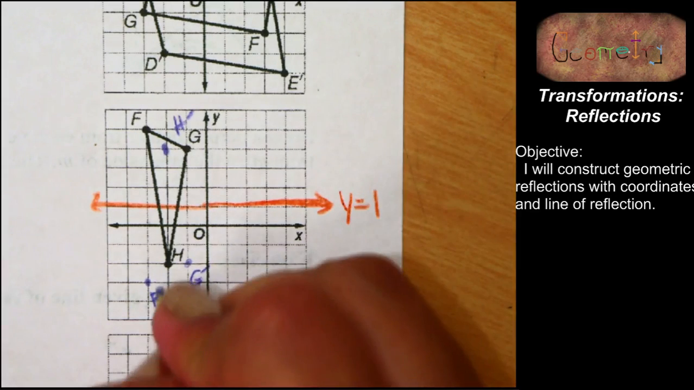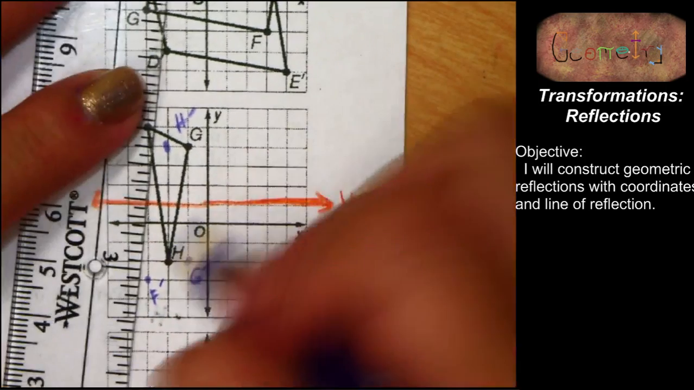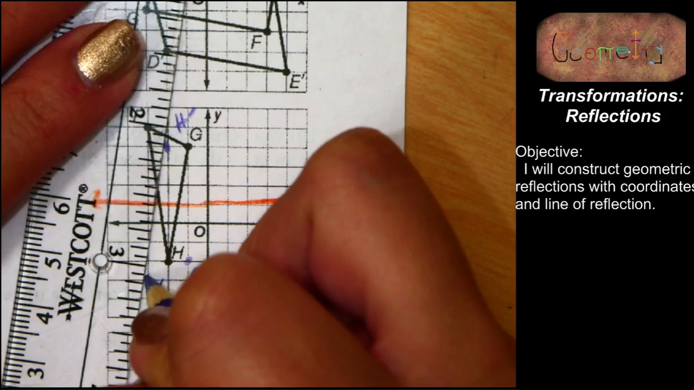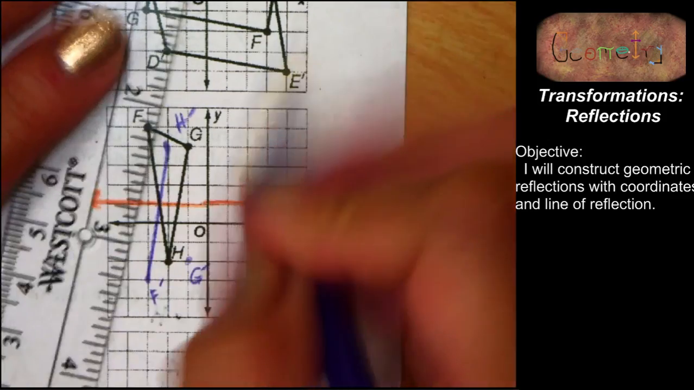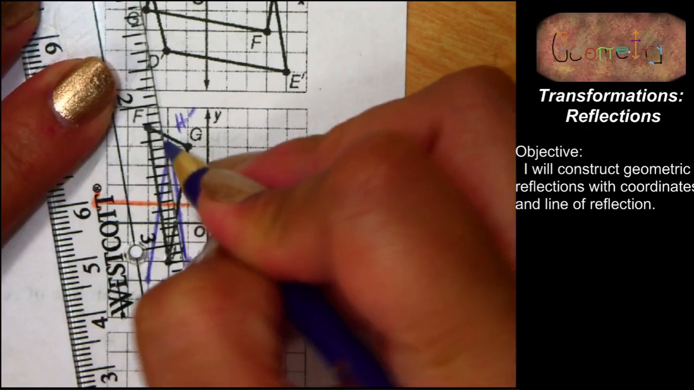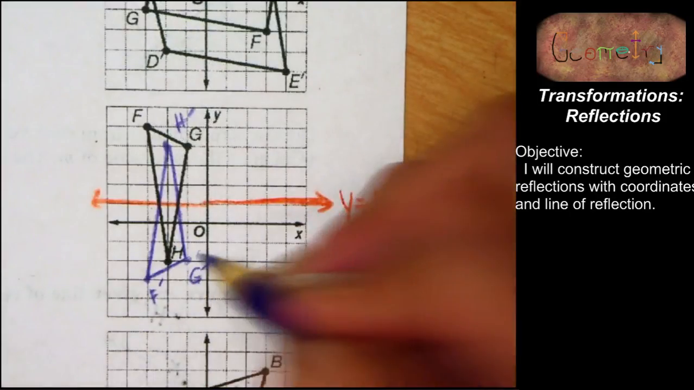Whoops, F prime. Just like with all my other transformations so far, I need to connect the points in order to move the entire figure and not just the vertices. And so I will use my straight edge to connect them in the same order they were connected in the pre-image. F prime, H prime, G prime, and back to F prime.